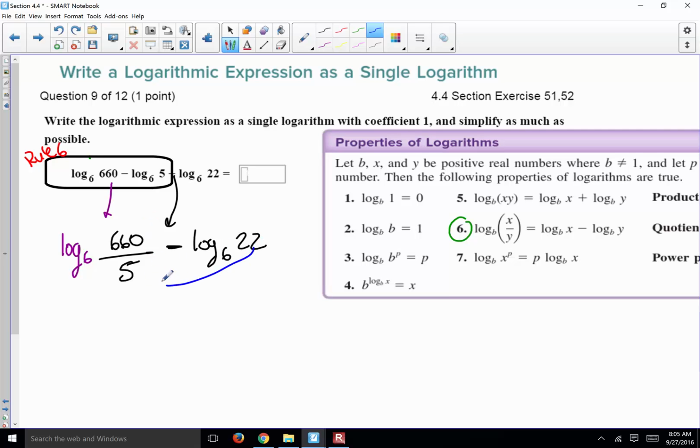Now combine this back to this group. How? I don't want to divide yet. You can divide, that's fine. How can you combine? If you don't know how to divide 660 and 5, if you leave it like this, how do you combine 22 with it? Any ideas? It's again rule 6. Because it's a minus. It's a plus and minus. What's the next step?